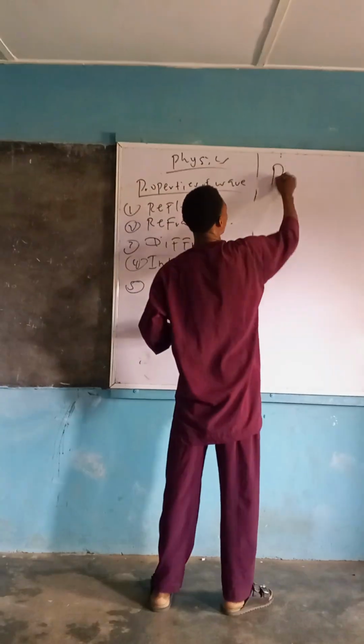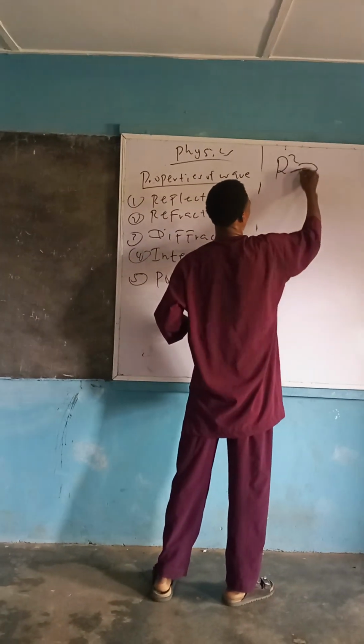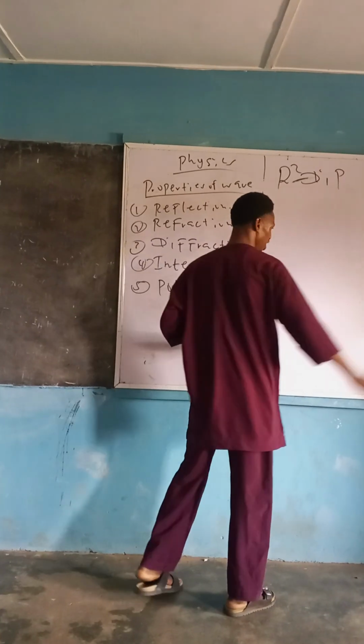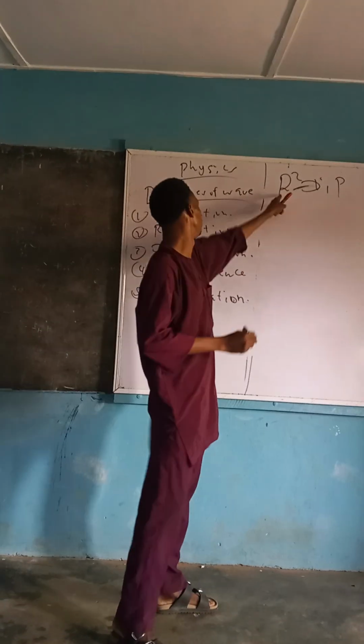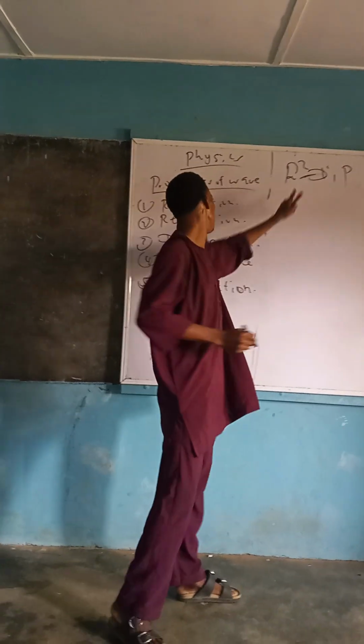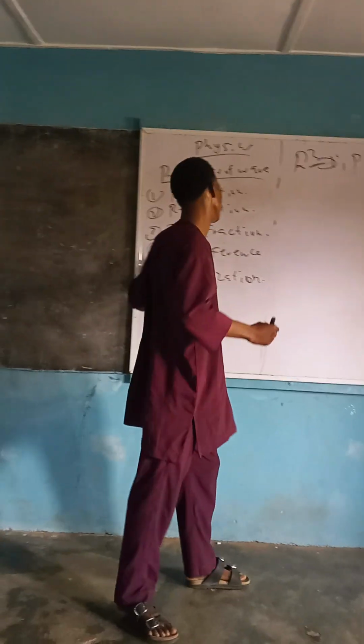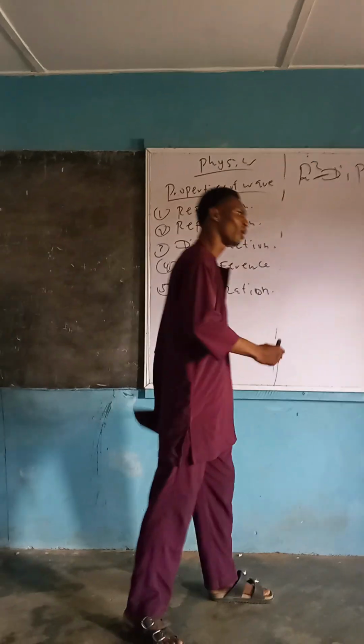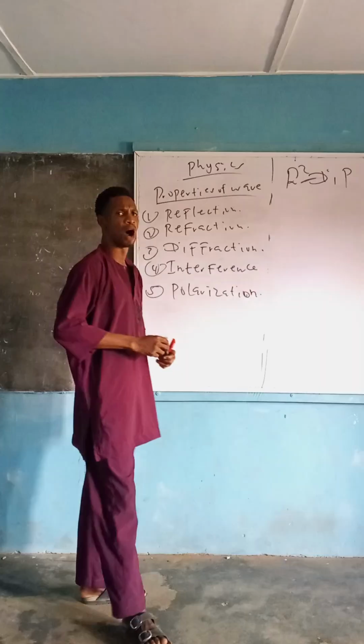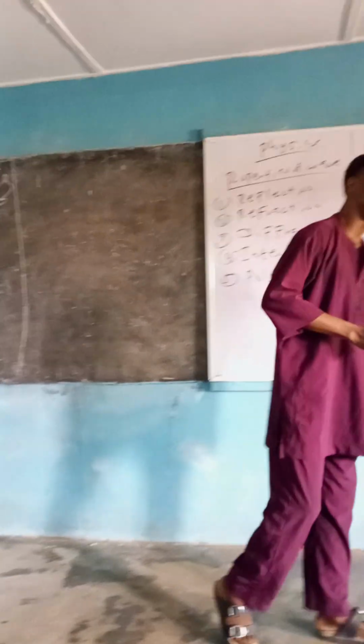The short form is R squared D P. The first R is for reflection. The second R is for refraction. D is for diffraction. The other R is for interference. And P is for polarization. So now, I would like to take it one after the other.